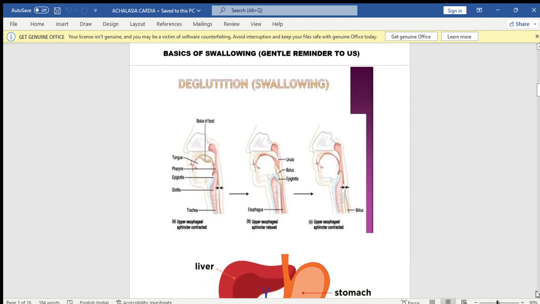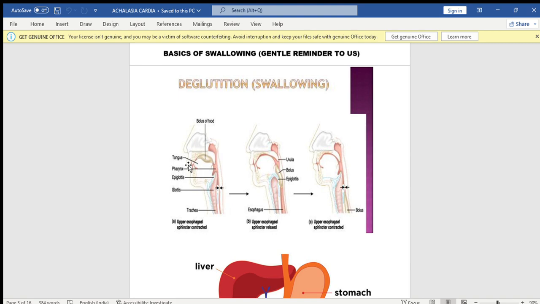For those of you who have forgotten old physiology and anatomy, don't worry, we are here to help you. The process of deglutition or swallowing happens in three phases. Now, I want you to picture this. You have started eating, you have taken food particles into your mouth, and you're chewing that food.